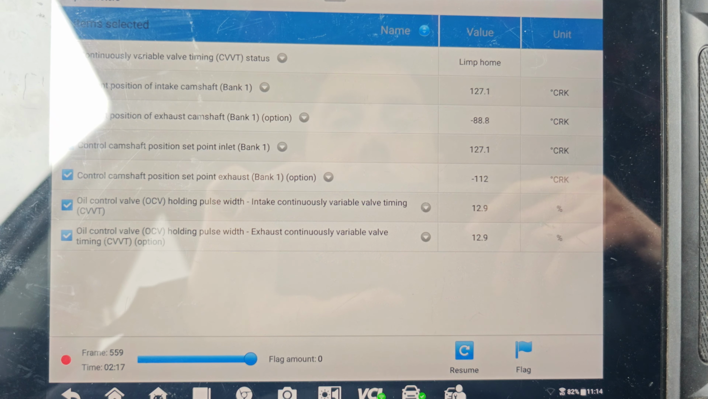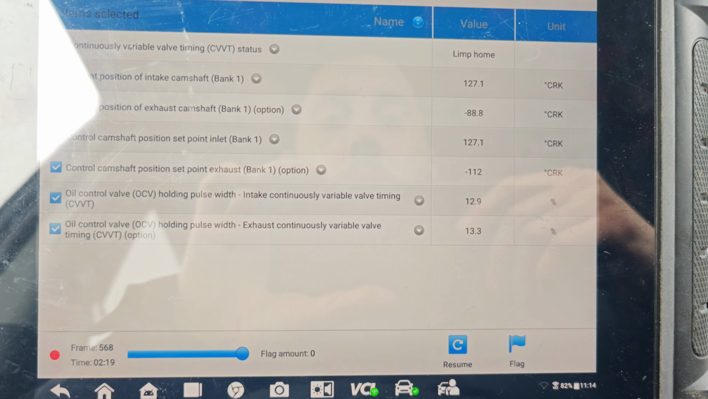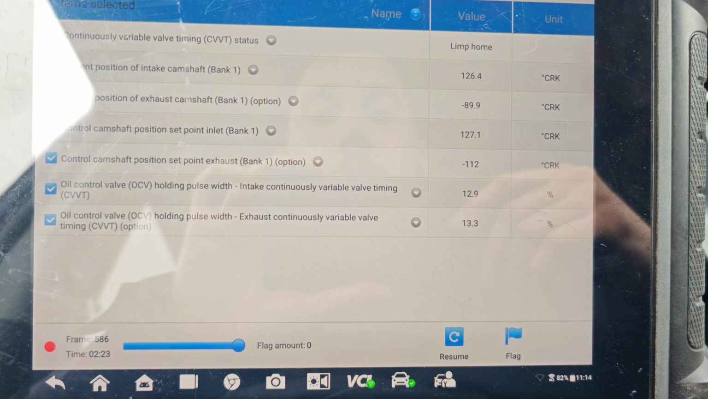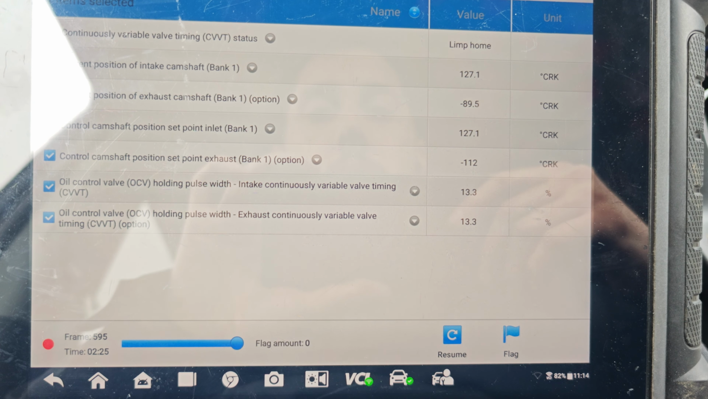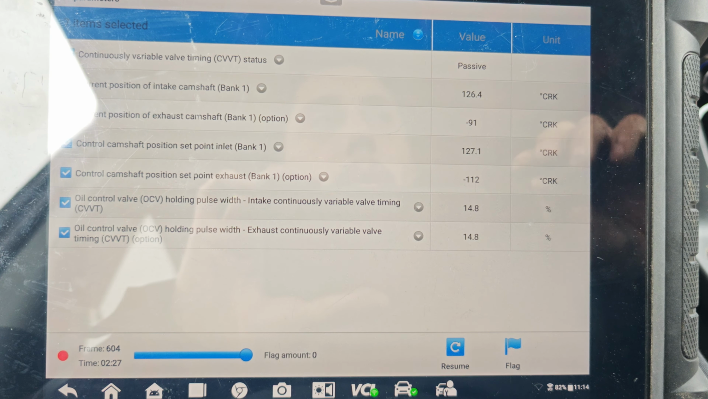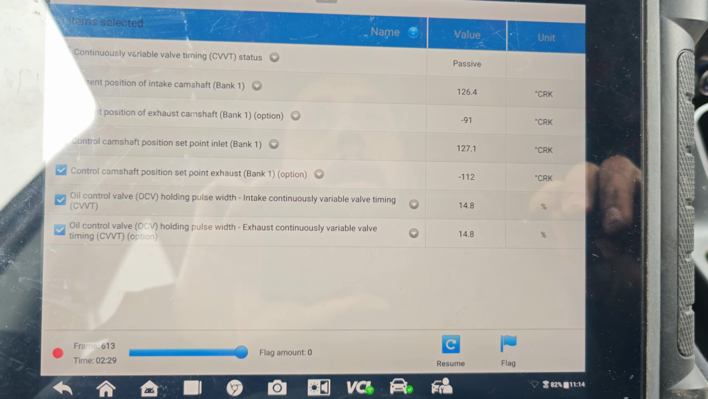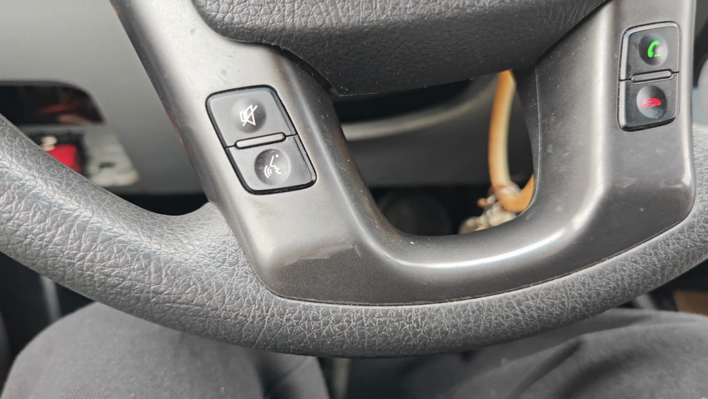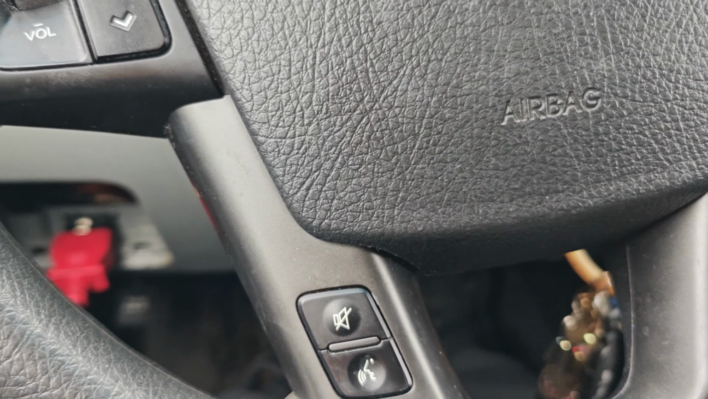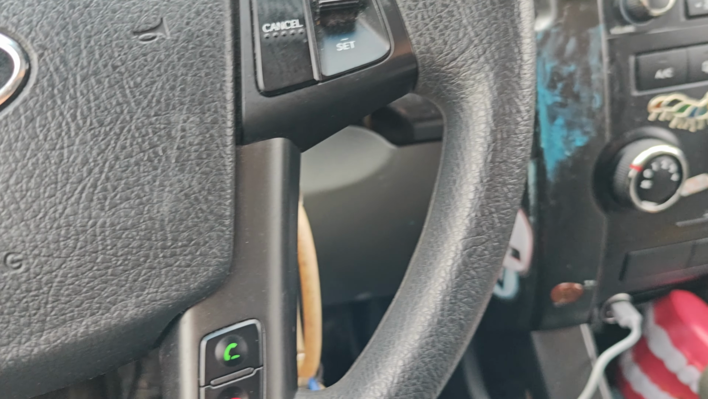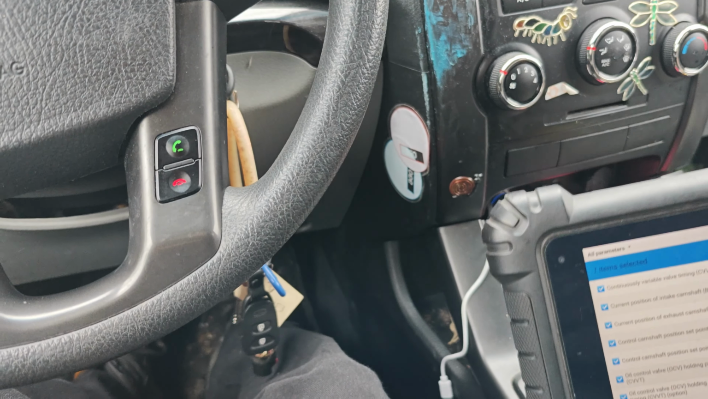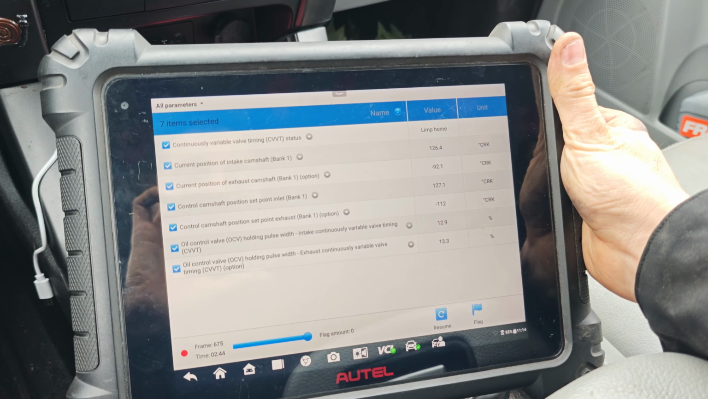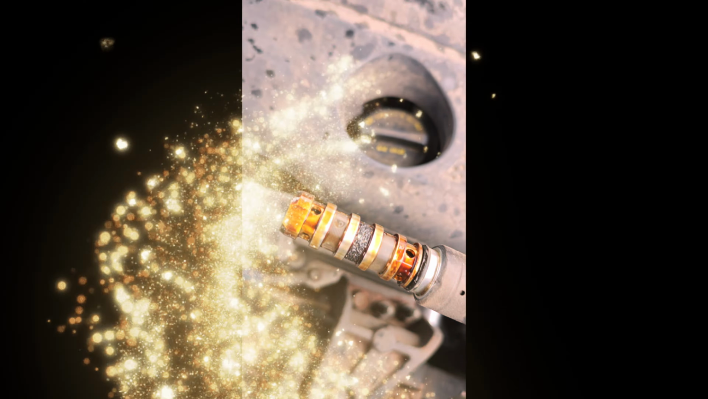Okay, they probably got two possibilities here. The other possibility could be that the actuator's stuck open. We could try removing the actuator and see if it makes a difference. Yeah, because it's dying again.